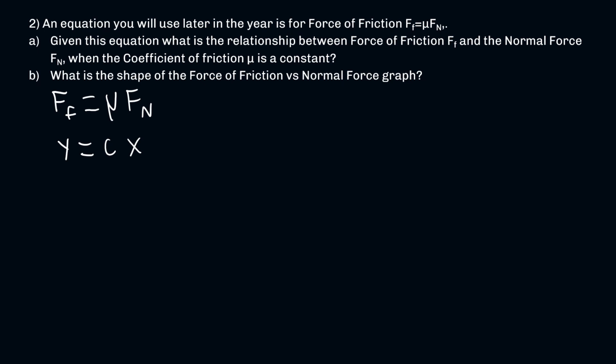So if I look at this here, I have Y, and the Y should be directly proportional to X here. So if I wrote this out, Ff is directly proportional to Fn. So this is going to give me a linear relationship.